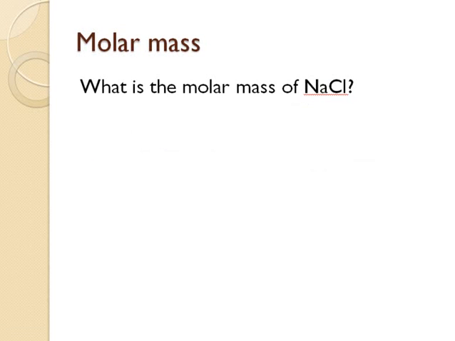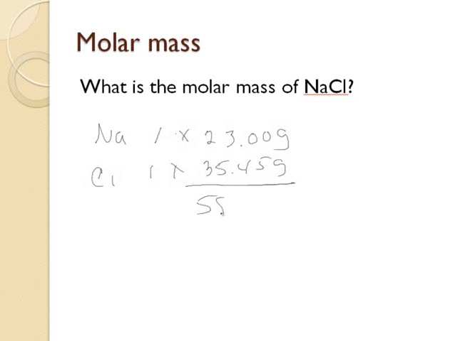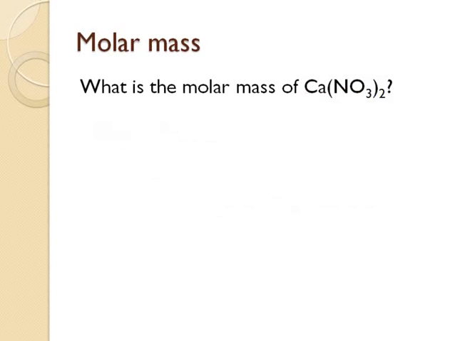What's the molar mass of NaCl? Sodium chloride, also known as table salt, right? Well, I can look up sodium in the periodic table. I've got 1 atom. Each of those weighs 23.00 grams. I have chlorine. I have 1 atom. Each weighs 35.45 grams. I add those up and I get 58.45 grams, or grams per mole, right?